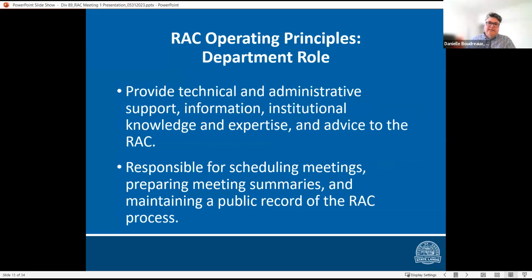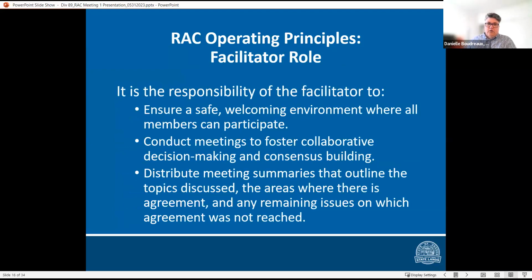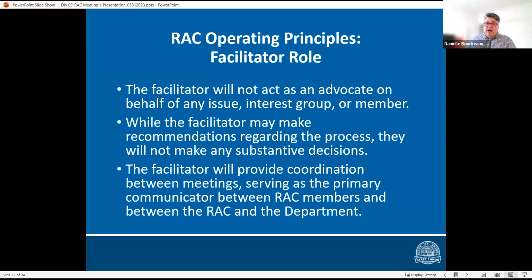So the department's role is to provide technical and administrative support, information, institutional knowledge and expertise, and advice to the RAC. The department's responsible for scheduling the meetings, preparing the meeting summaries, and maintaining a public record of the RAC process. The facilitator's role is to ensure a safe, welcoming environment where all members can participate, conduct meetings to foster collaborative decision-making and consensus building, distribute meeting summaries that outline the topics discussed, the areas where there is agreement, and any remaining issues on which agreement was not reached.